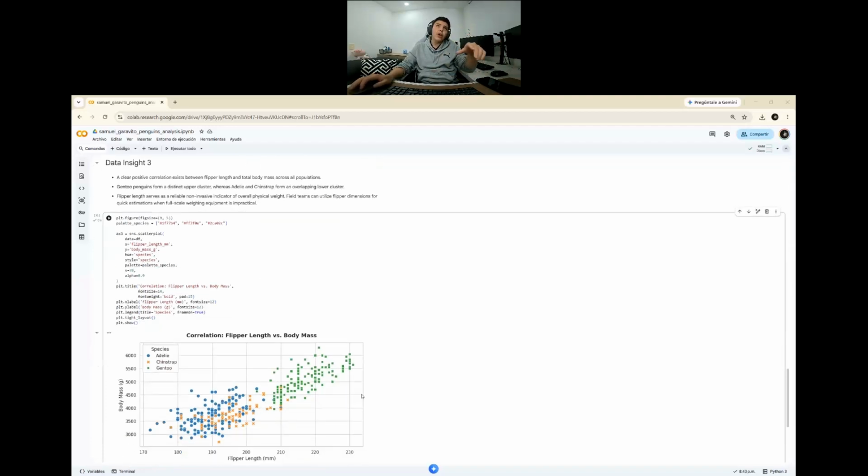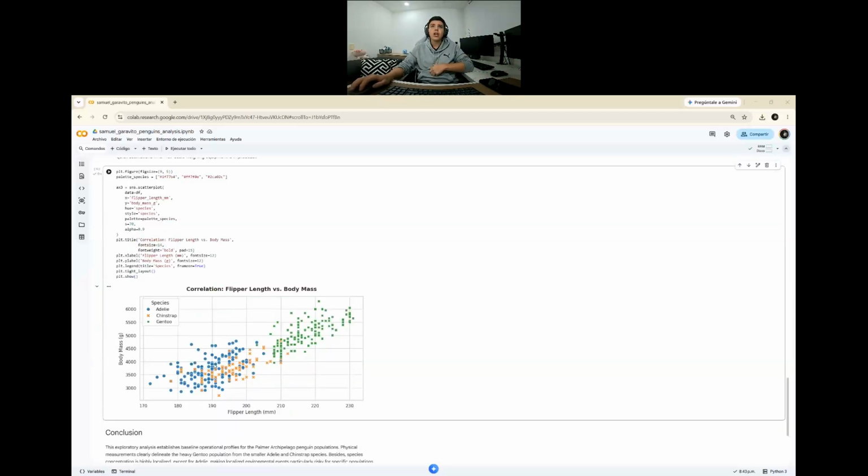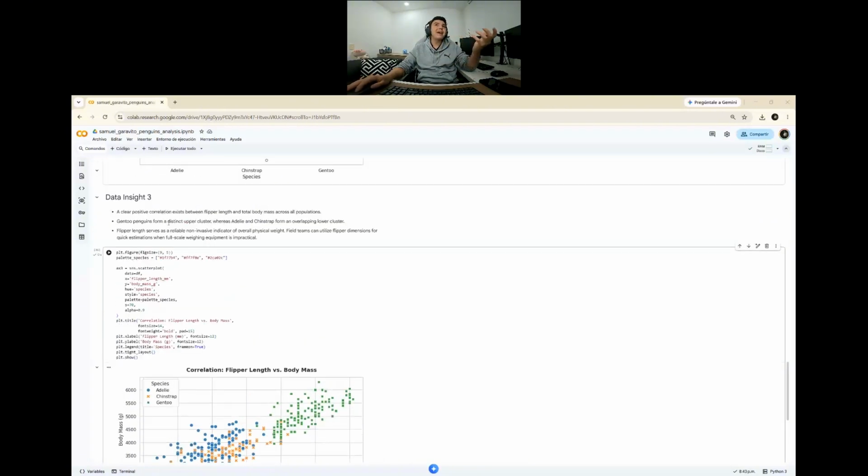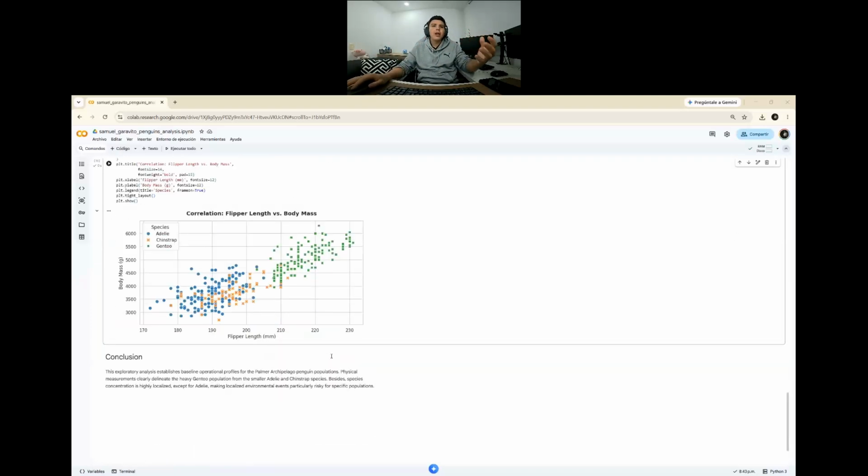Finally, in the scatter plot, we found that a clear positive correlation exists between the flipper length and the total body mass of populations. So you can see here in the scatter plot the strong linear relationship between those 2 characteristics. And also, Gentoo penguins form a distinct upper cluster, whereas Adelie and Chinstrap form an overlapping lower cluster.